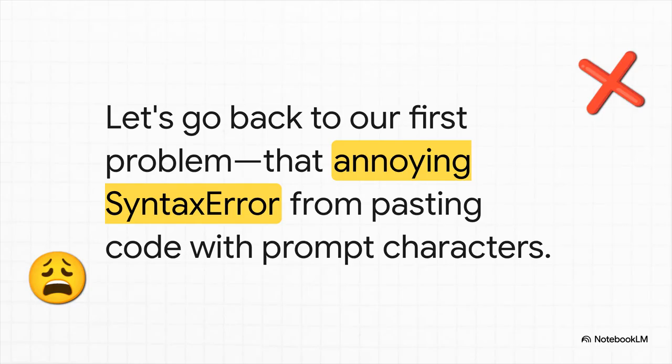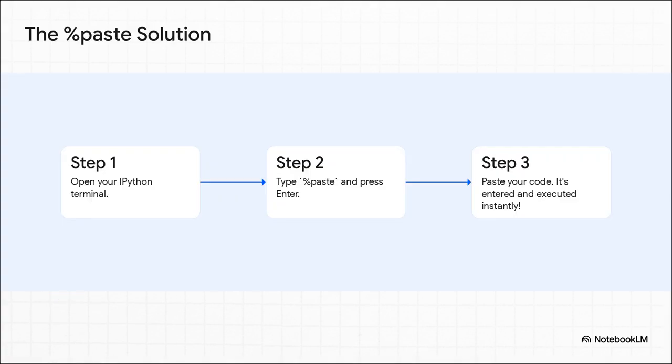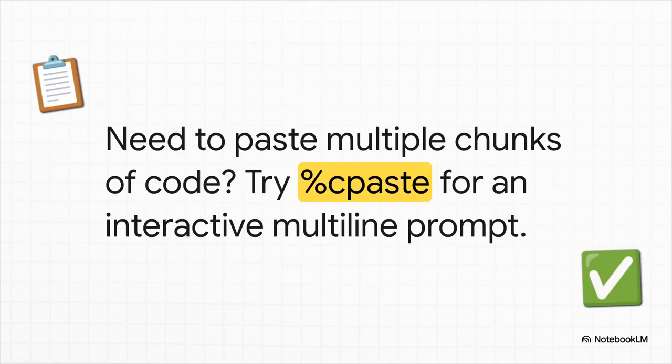Seriously. Okay, let's tackle that first problem head-on, right? That dreaded syntax error that you get from pasting code that still has all those pesky interpreter prompts mixed in. And the solution is just beautifully simple. Instead of pasting your code directly, you just type %paste and hit enter. That's it. IPython intelligently strips out all that junk formatting and executes your code perfectly. It just works. And hey, what if you have a bunch of different code blocks you want to paste one after the other before you run them all together? Well, there's a magic command for that too. It's %cpaste. It opens up a special little interactive prompt, so you can do just that.